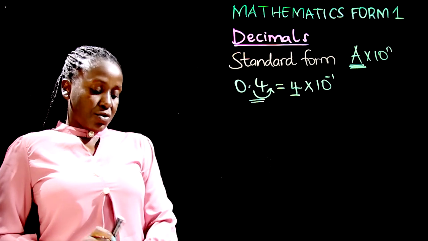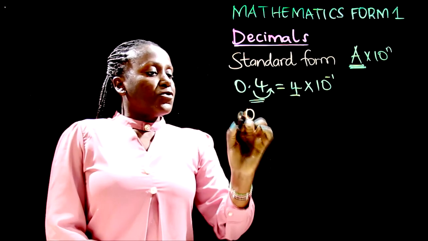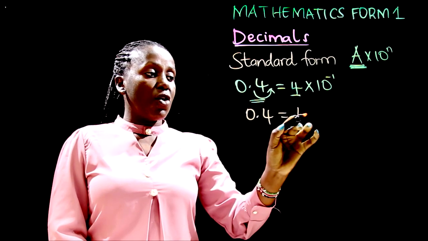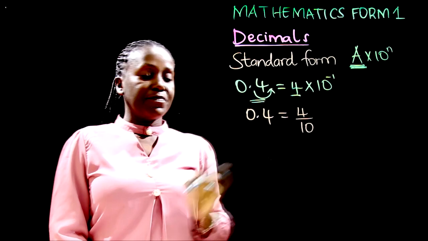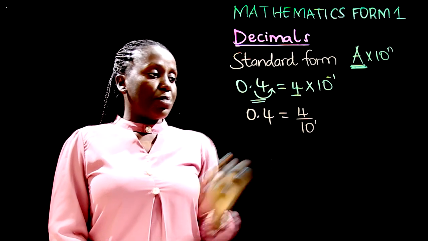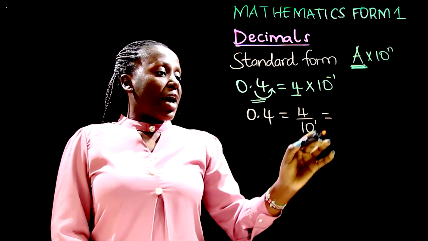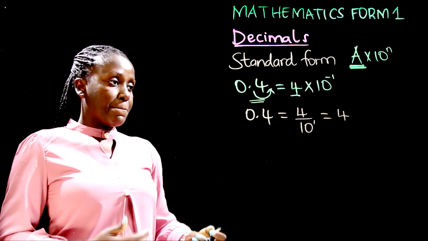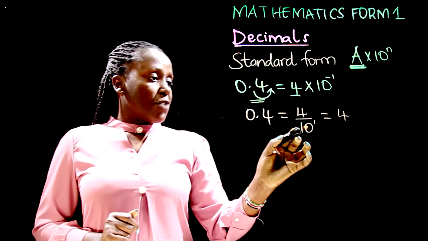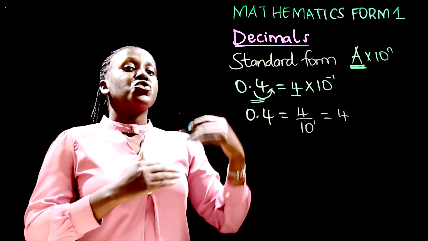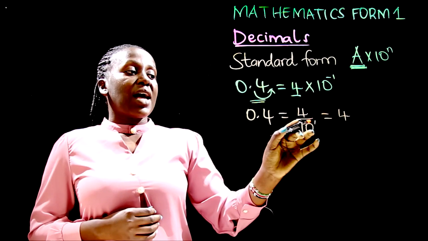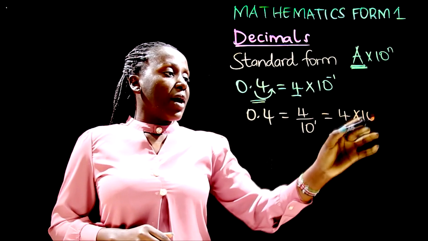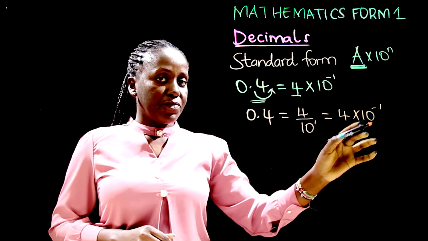Now, how else can you do this? 0.4 as a fraction is the same as 4 over 10, and 10 is raised to power 1. So this is the same as 4. Remember what we said in the previous slide, that if you want to bring 10 power 1 to the numerator, then you must add a negative to the power. So this will be 4 times 10 power negative 1.